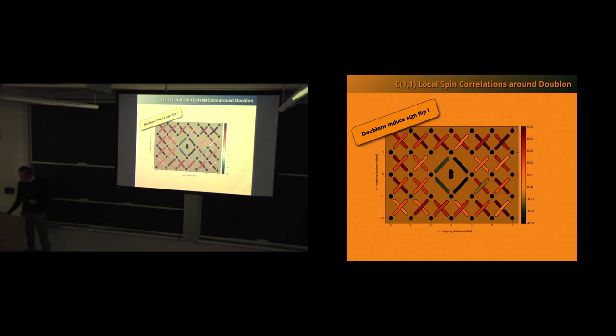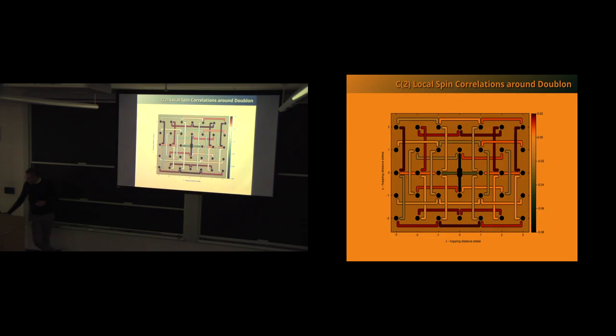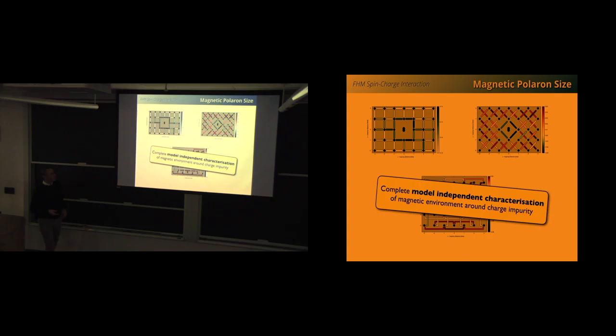In the diagonal one, it's even more striking. The diagonal one even shows a complete sign reversal. The background shows these positive spin correlations, whereas in the vicinity of the doublon we have antiferromagnetic correlation, so there's a complete sign reversal in this vicinity of the doublon in the system. And we can do this even over larger distances, with C2 correlators, which are a bit more complicated. But I think what's beautiful is that we now have a completely model-independent microscopic characterization of the spin correlations around such a mobile impurity.